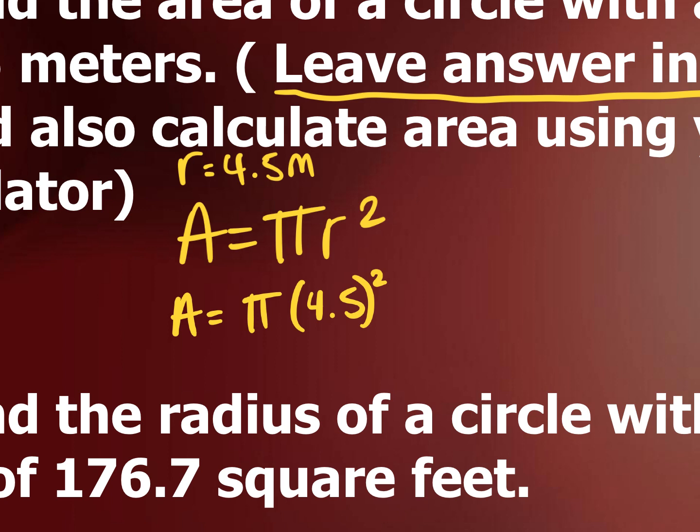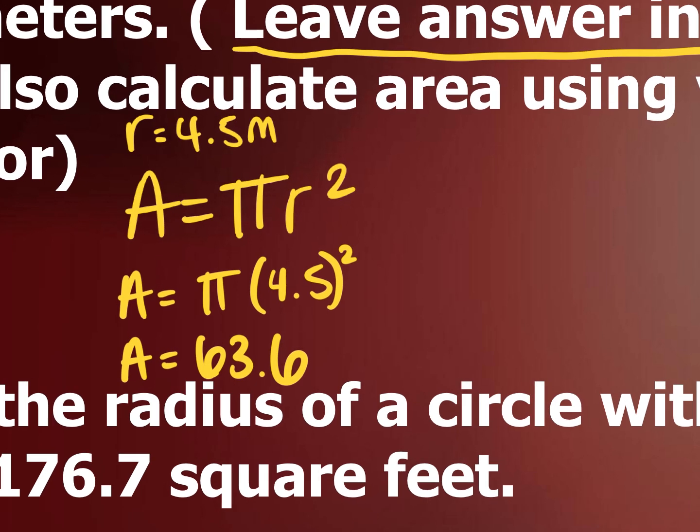PEMDAS, very good. Before multiplication comes exponents. So you have to evaluate that exponent of 4.5, square it. You should get 20.25, and then multiply it by pi. So I should get area equals 63.6. And then we're going to have what units?